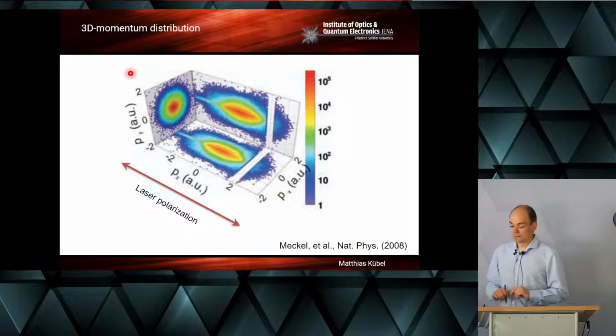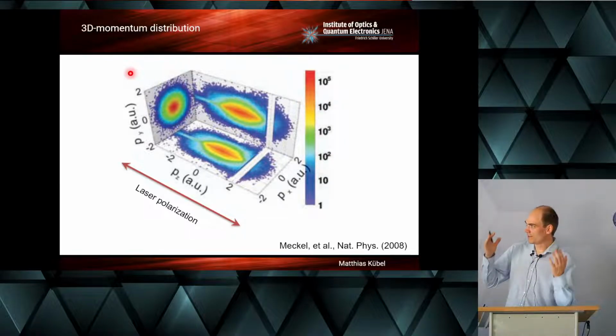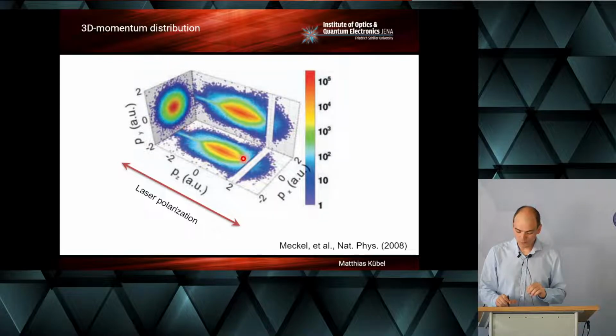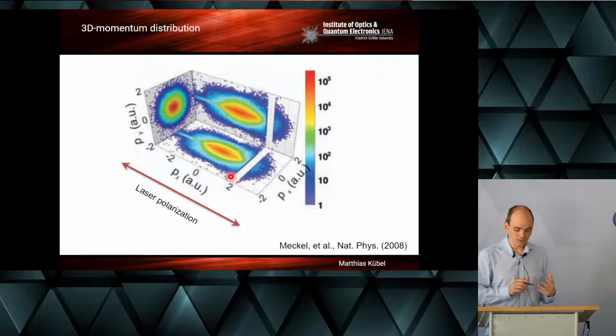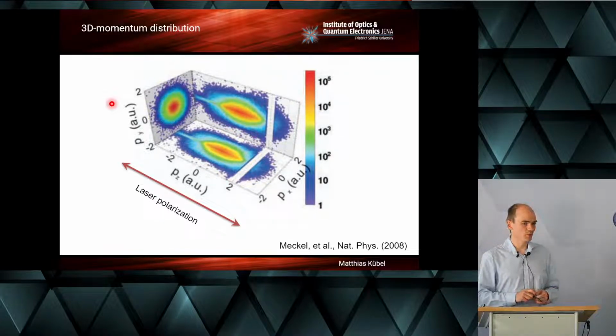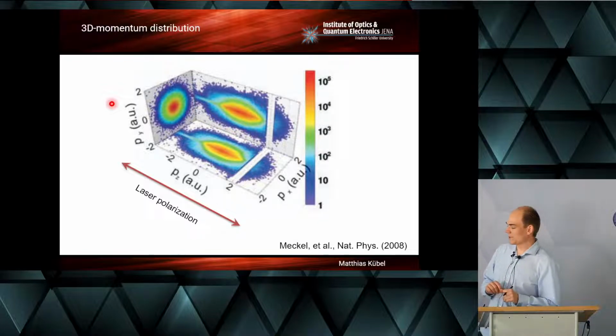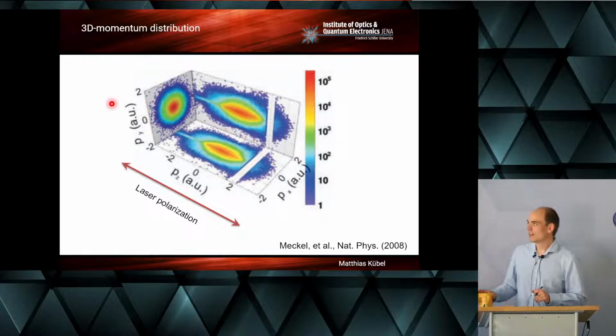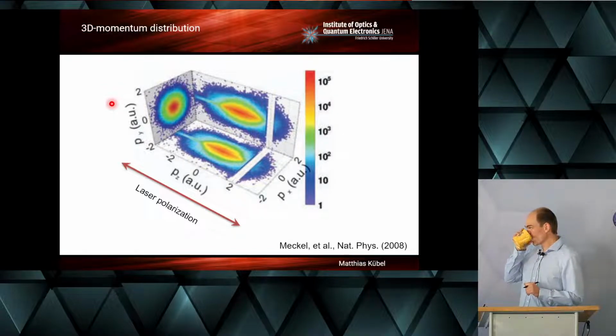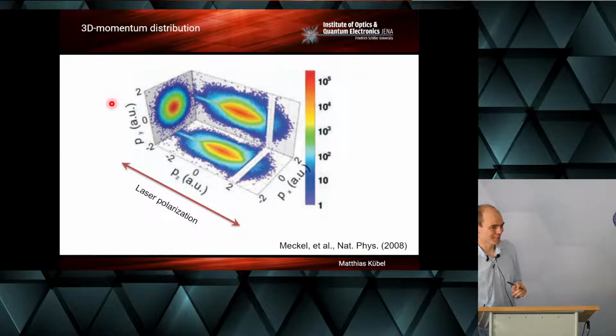Okay, so we already discussed that the momentum along the laser polarization is given through the acceleration in the laser field. Does anyone have an idea where this momentum distribution could come from? What it could originate from? Yes, please. Like the weak field, like the motion. The magnetic field. That's an interesting idea. That's not the case, unfortunately.